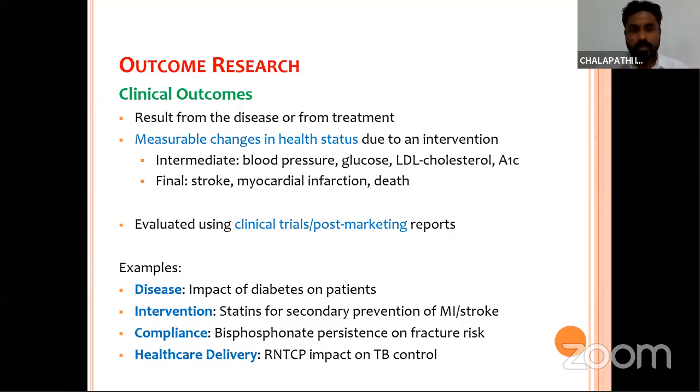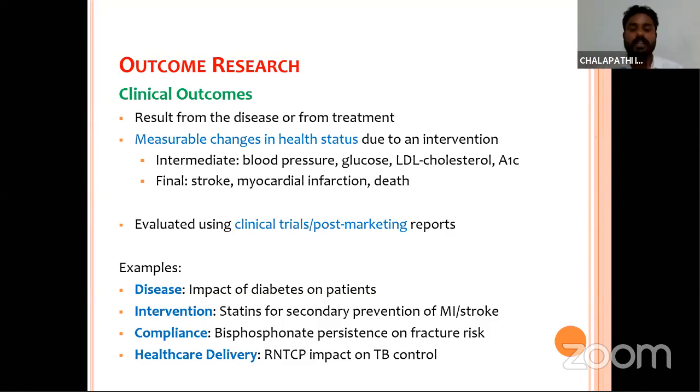When you look into the clinical outcome, there are two types: one is intermediate outcome, another is final outcome. Intermediate outcome, we have to check at different intervals. Suppose I'm giving a patient the same example which I told you, I will check every day or on alternate days. That is what is called an intermediate outcome.